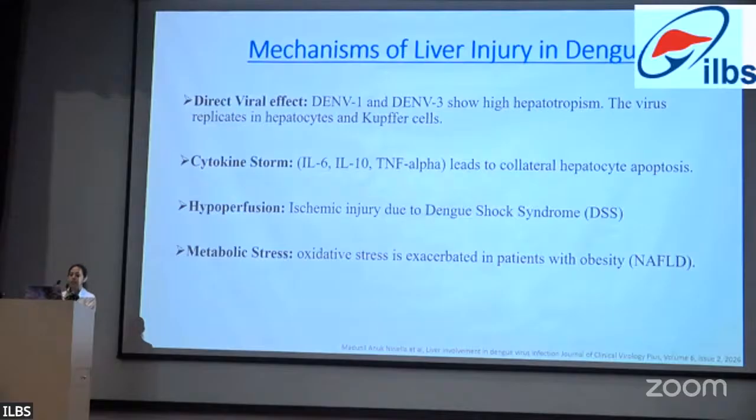Mechanisms of liver injury in dengue. The liver injury can occur via direct viral effects. The virus replicates in the hepatocytes and Kupffer cells. Cytokine storm leads to collateral hepatocyte apoptosis. Hypoperfusion causes ischemic injury in dengue shock syndrome. And metabolic stress: oxidative stress is exacerbated in patients with obesity.